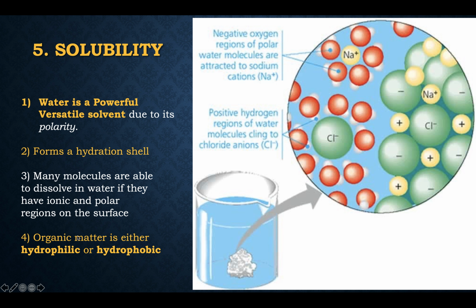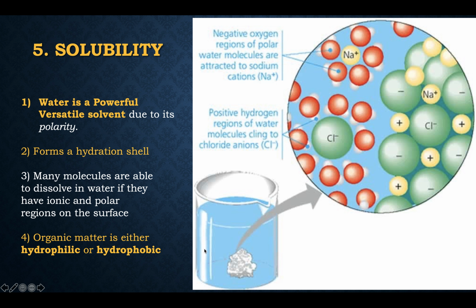Organic matter can either be hydrophilic, meaning it's attracted to water, or hydrophobic, meaning it repels water. So one example of a hydrophobic substance would be oil. If you pour oil and water into a glass, the oil will sit on top of the water in a thin layer. They won't mix together. Whereas hydrophilic substances, it's the opposite. They will interact with the water.